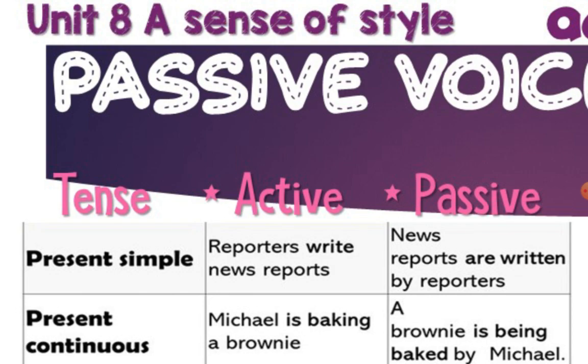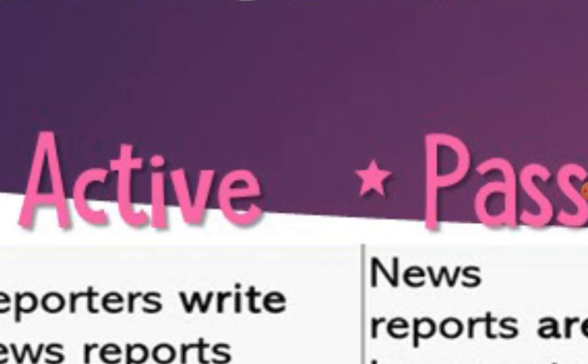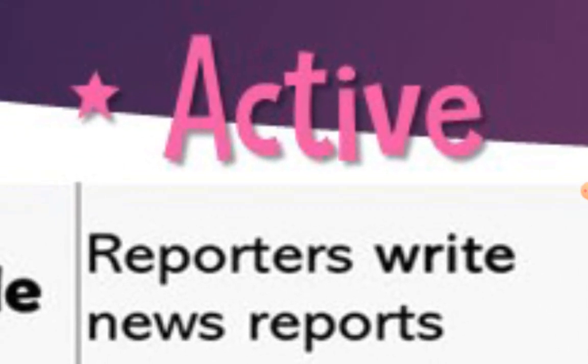Example, present simple. The active sentence that you have for the present simple is reporters write news reports. And the passive, you need to check which is the verb, that in this case is write, and which is the action which was done for write, what was written, the news. So the object is going to be news. Okay, news is plural. Okay, let's check this part.